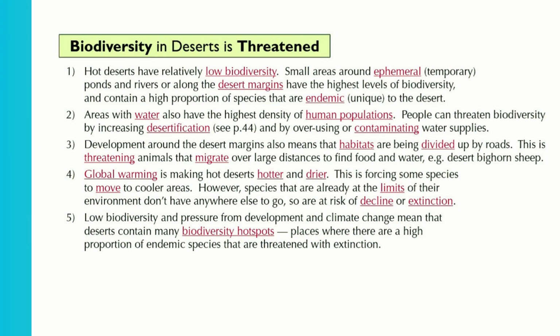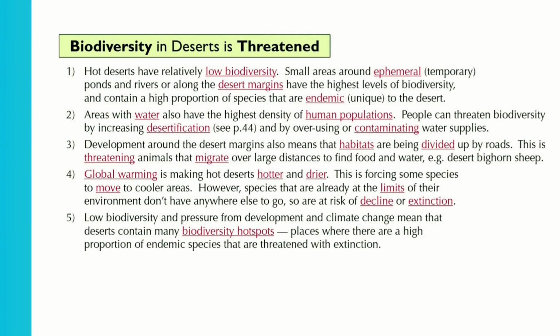Global warming is making hot deserts hotter and drier. This is forcing some species to move to cooler areas. However, species that are already at the limits of their environment do not have anywhere else to go, so are at risk of decline or extinction.